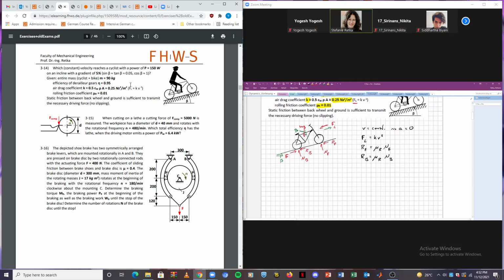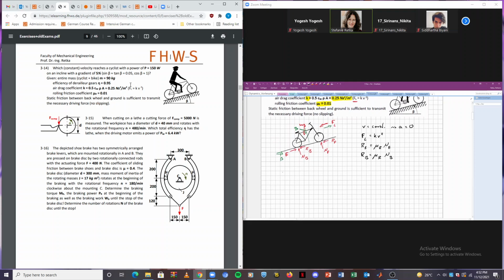Okay. Now let's build the equilibrium conditions. So first, in direction of the normal forces, we have 0 is equal to the normal force on the back wheel, plus the normal force on the front wheel, minus the component of gravity, cosine beta.